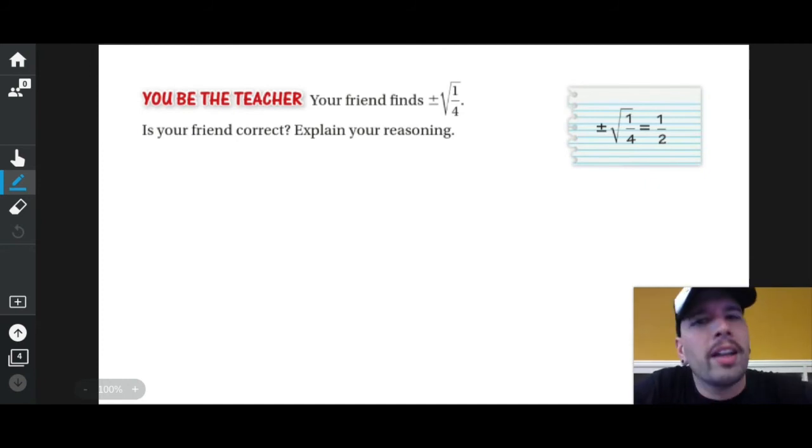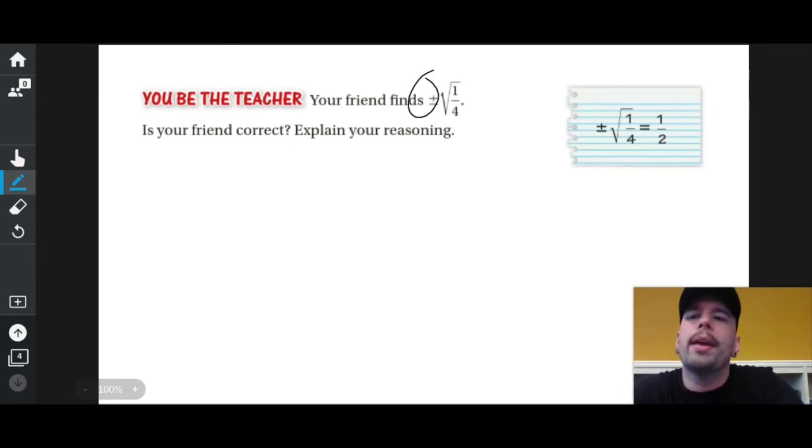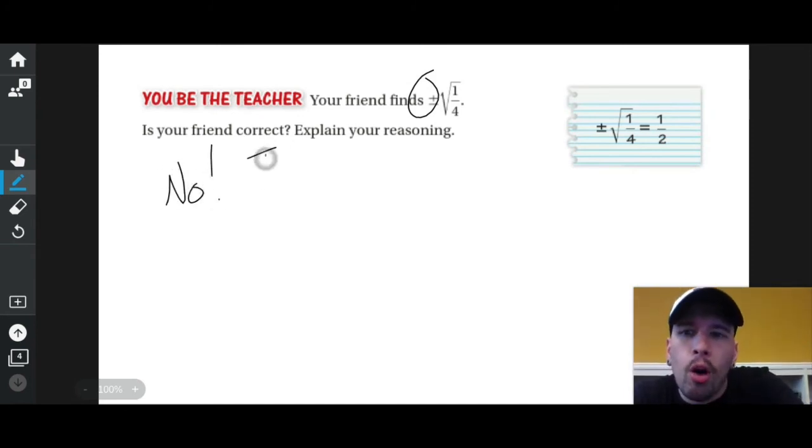Your friend finds the positive or negative square root of 1 over 4. Is your friend correct? Explain your reasoning. Ugh. You know what they didn't do? They forgot the positive or negative symbol. Shame on them.